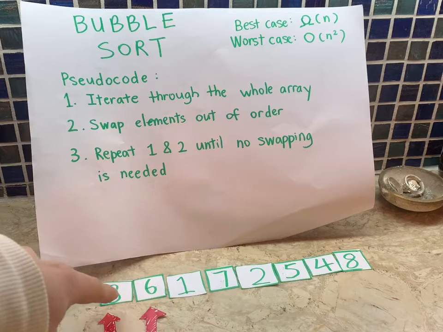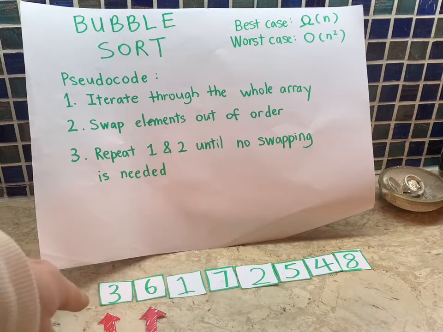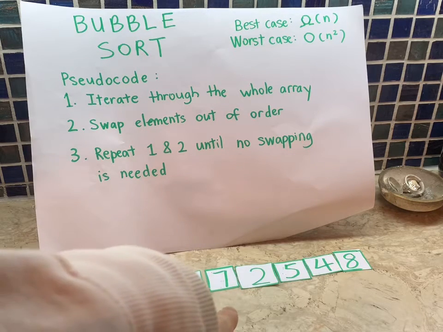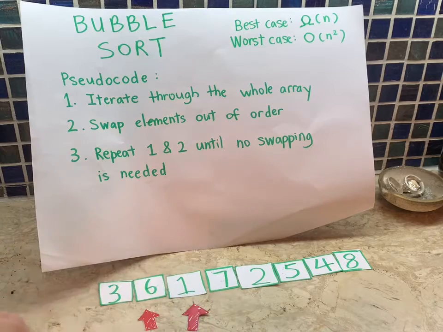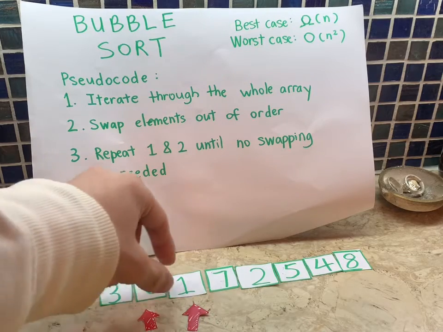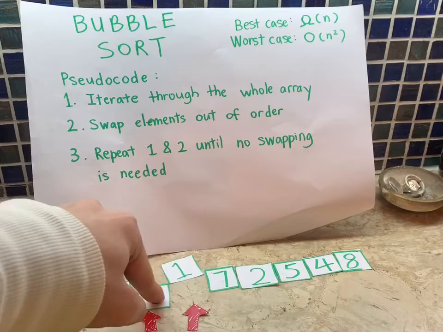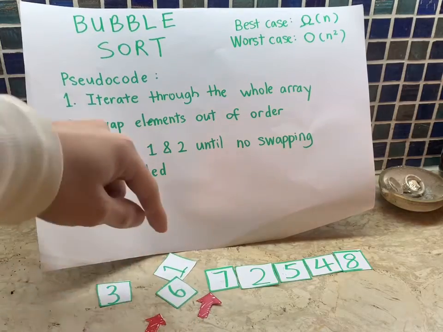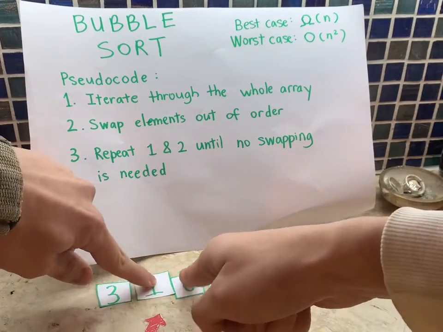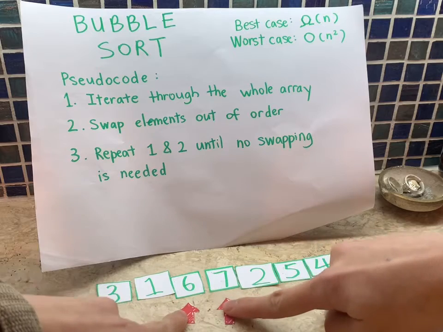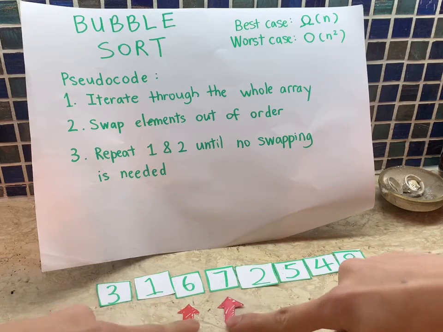So here in the beginning of the array, we have 3 and 6. 3 is smaller than 6, so there's no problem with that. Let's move on to 6 and 1. There's a problem with that because 6 is bigger than 1, so 1 should be at the left. So we swap that. 6 and 7 are fine.